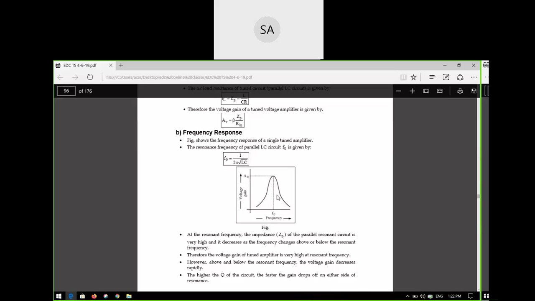At the peak of the voltage gain AV, you will get some constant frequency that you can call F naught, or resonance frequency, which is given by 1 by 2 pi square root of LC. That means the resonance frequency depends upon the L and C components. Okay. And what will happen at the resonance frequency?